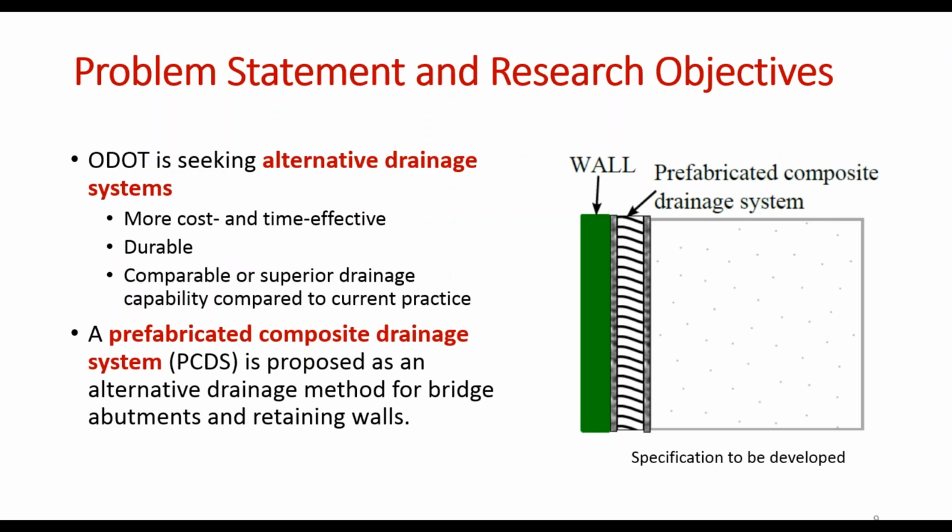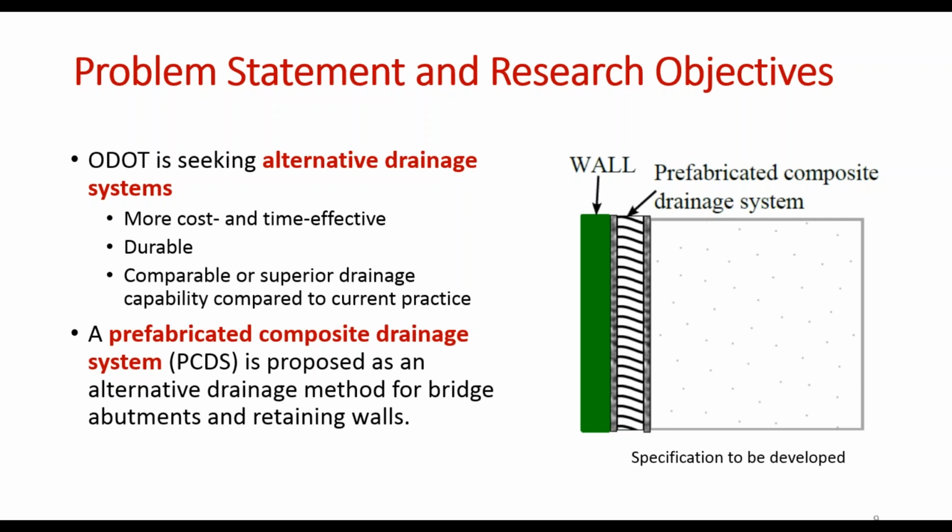But ODOT is seeking an alternative drainage system which can potentially provide a more cost and time effective method, and is also durable and has comparable and superior drainage capacities compared to the current practice. So one candidate is the prefabricated composite drainage system, or we call the PCDS. So that is proposed as an alternative.